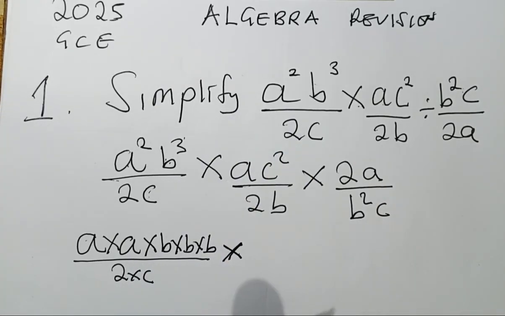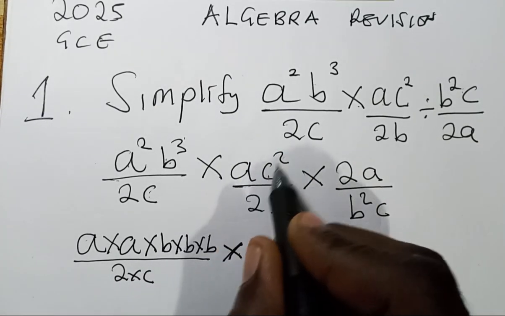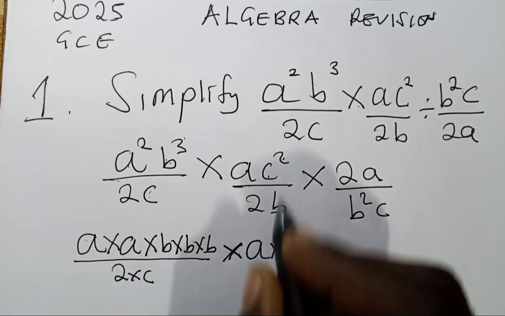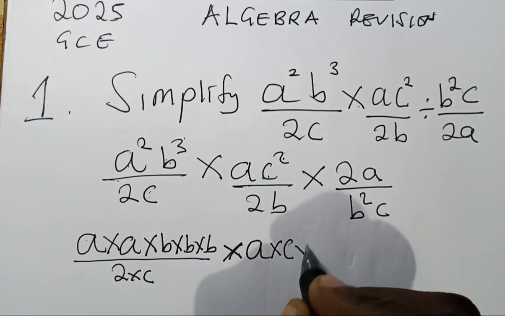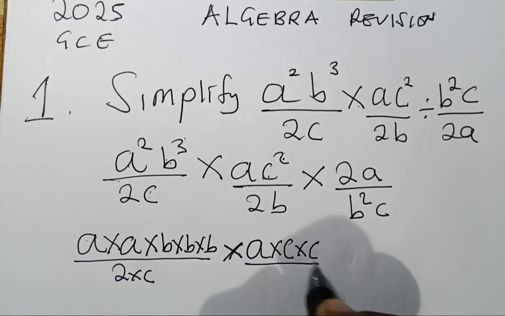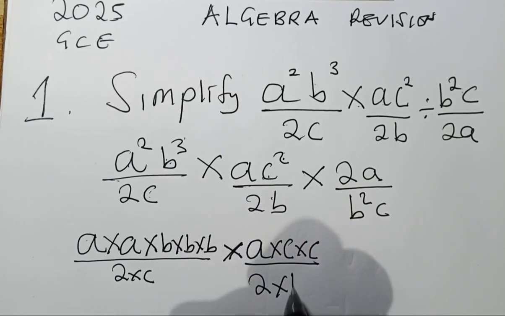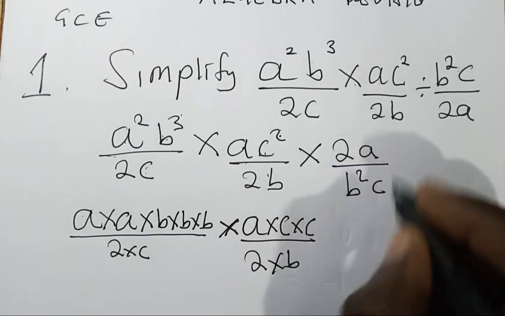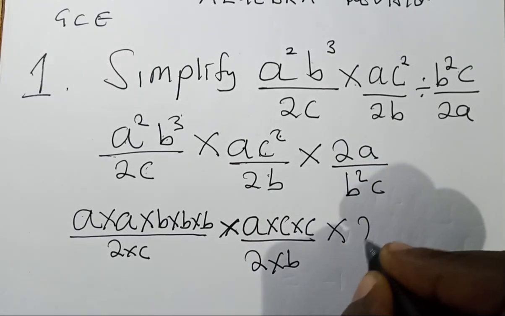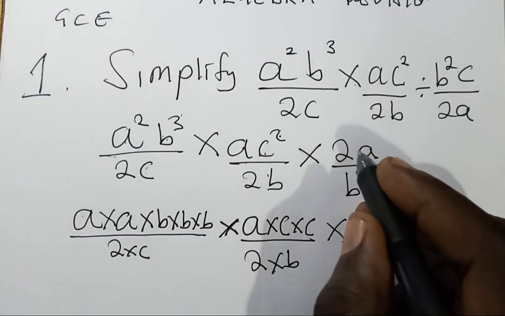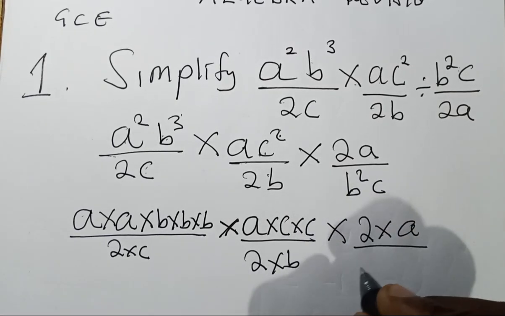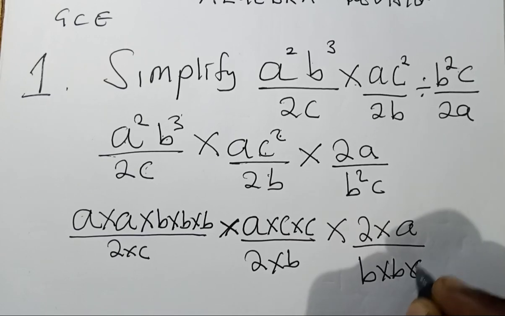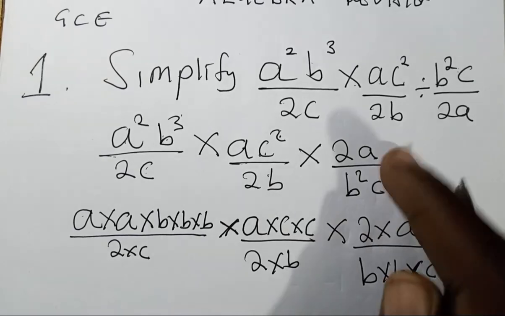We come to the middle fraction. So we have a, c power 2. It's the same as a multiplied by c power 2, which means c multiplied by c, over 2 multiplied by b. Then we proceed. This is multiplied by 2 times a, over b multiplied by b multiplied by c.